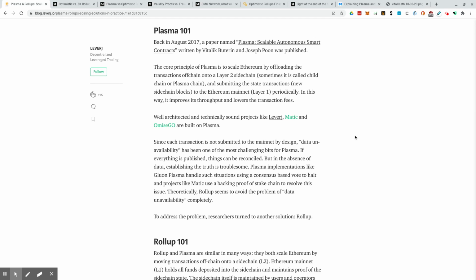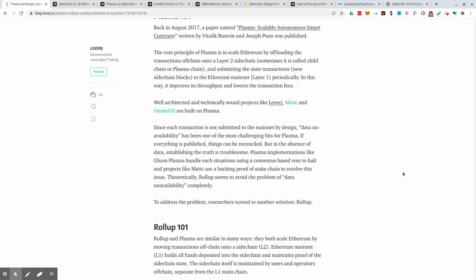Well-architected and technically sound projects like Leverage, Matic, and OmiseGo are built on Plasma. OmiseGo is now known as OMG. Since each transaction is not submitted to the mainnet by design, data unavailability has been one of the most challenging bits for Plasma. If everything is published, things can be reconciled. But in the absence of data, establishing the truth is troublesome.